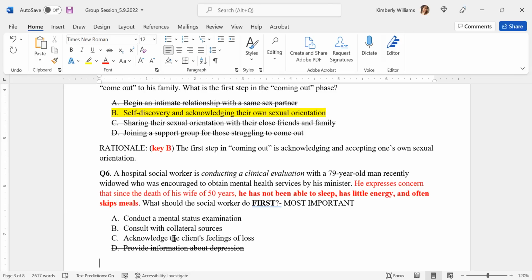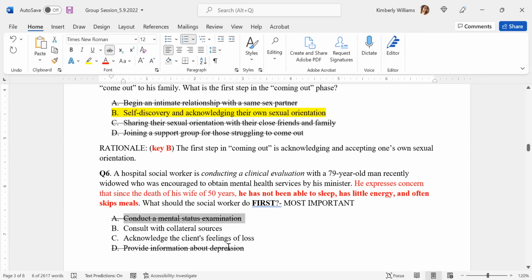A mental status exam is usually for people, I mean, we're trying to test their cognition, if they're all the way there. Like, do you know what today is, can you count backwards? We're trying to test their mental status. These symptoms are not like mental issues. He can't sleep. So definitely we can rule A out. So B, somebody said they want to keep B as well.